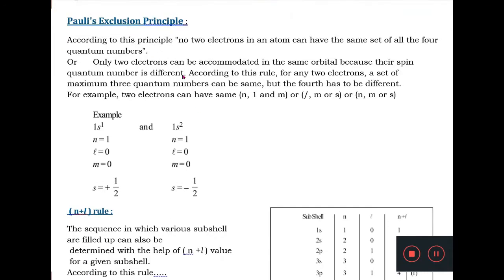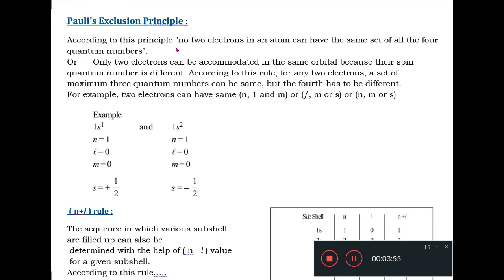Now the next principle, Pauli's exclusion principle. According to this principle, no two electrons in an atom can have the same set of all the four quantum numbers. I read again, students. No two electrons in an atom can have the same set of all the four quantum numbers, or we can say only two electrons can be accommodated in the same orbital because their spin quantum number is different, means a maximum of two electrons can occupy one orbital. A third electron can never occupy it because it may have the same spin, and two electrons with the same spin in one orbital is impossible.